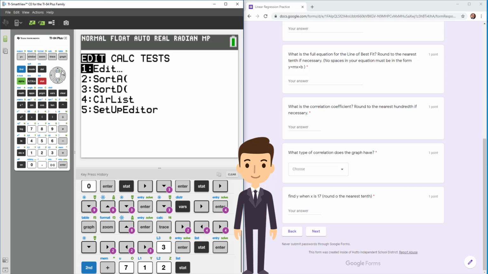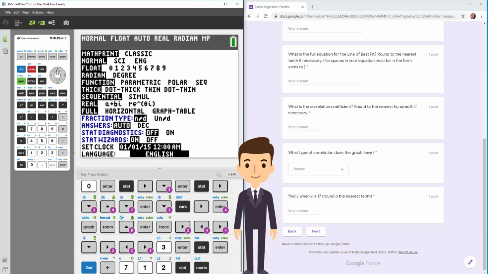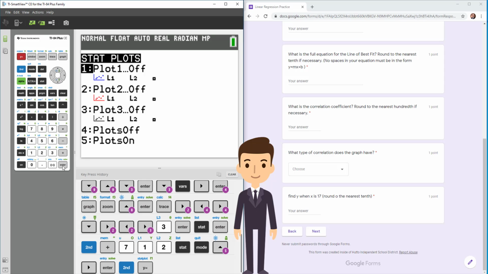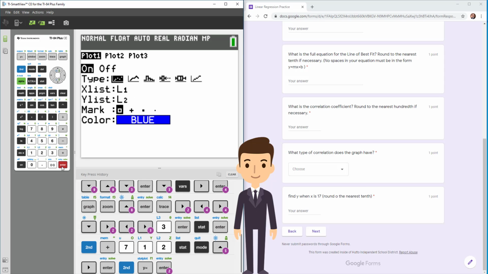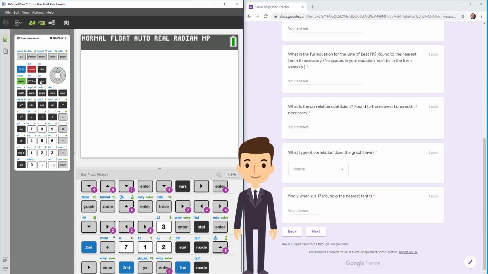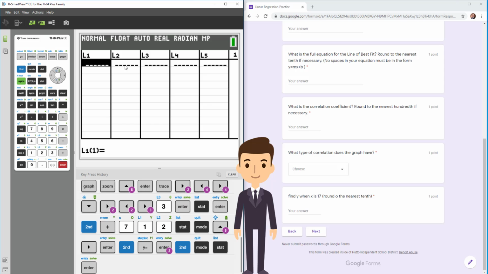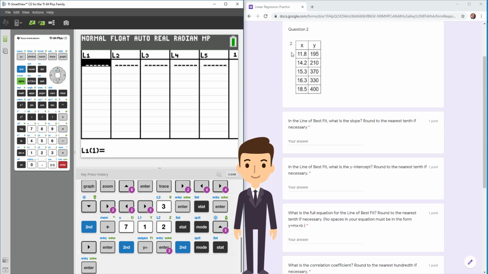Then remember, I'm going to go to my mode, and I'm going to turn on my stat diagnostics, right? And then I'm going to go to second y equals and turn on my stat plot. Enter, enter, and then I can quit out of that. Now I'm going to hit stat, edit, right? And I'm going to put in the data points that they gave me.